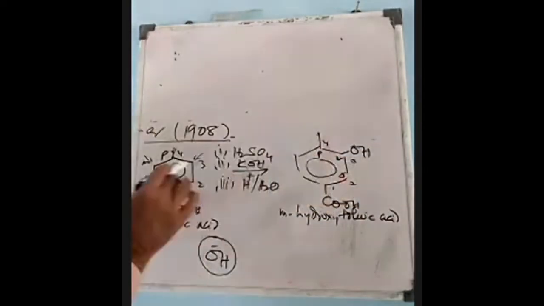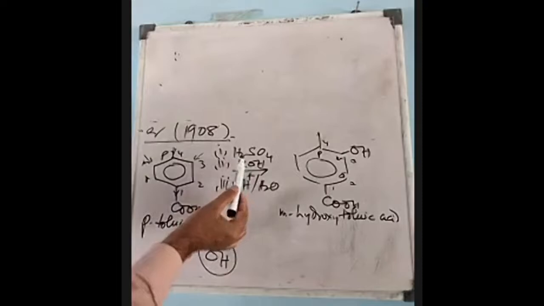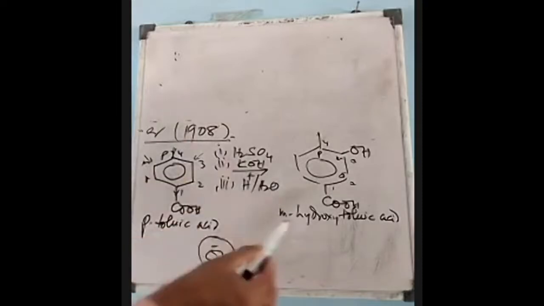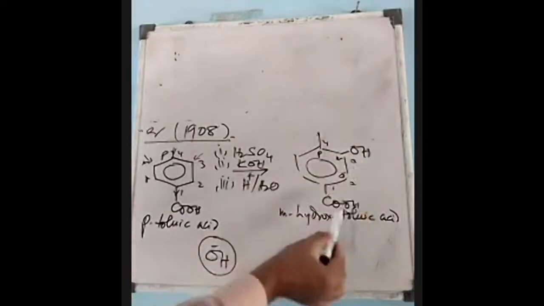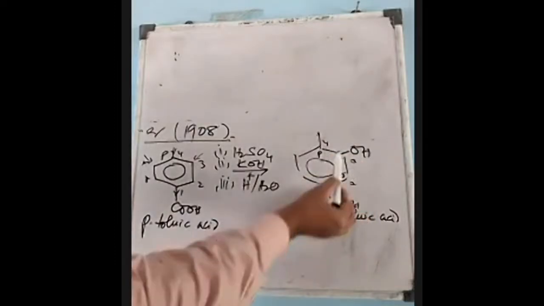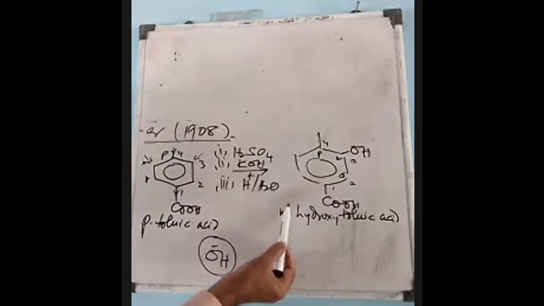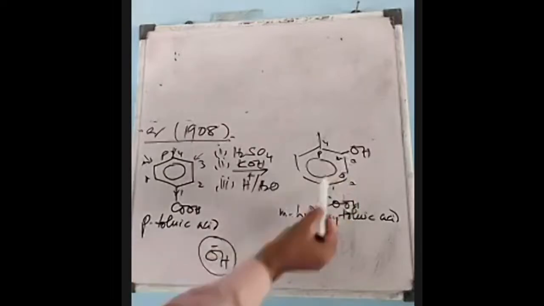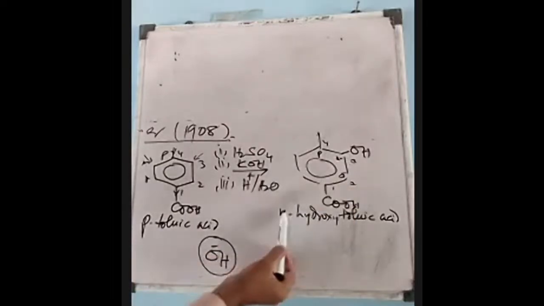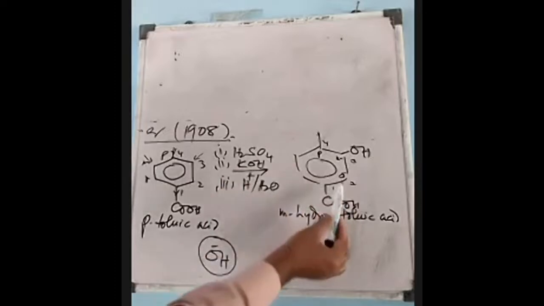and we can introduce the group at this position. So first sulfonation will take place at this position, then that sulfonic acid will be converted to the potassium salt. When it is hydrolyzed, it will be converted to hydroxy group. So now we'll get this one. This is now meta hydroxy or 3-hydroxy. We can also call it 3-hydroxy 4-methyl benzene 1-carboxylic acid. And commonly it is known as meta-hydroxytoluic acid.